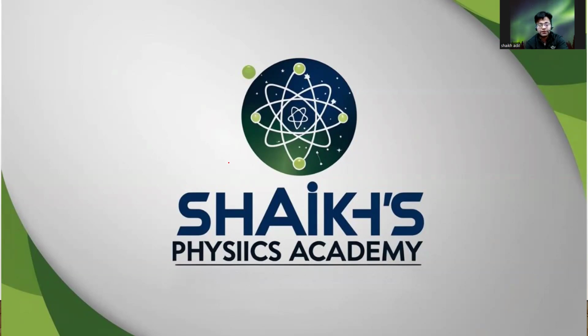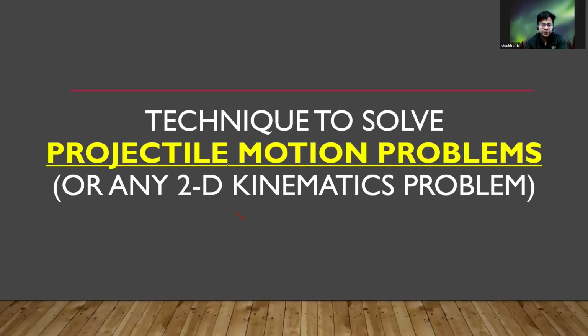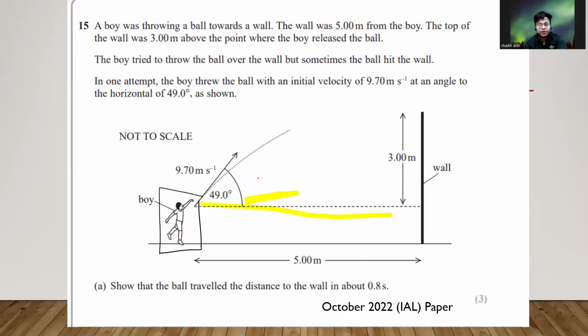Hi guys, in this video we are going to discuss the technique that we will be using to solve projectile motion problems. So this is what this meeting is about: technique to solve projectile motion problems. So we are going to discuss a problem that came in the October 2022 exam in the International A-level paper. The question is that a ball is thrown at 9.70 meters per second at an angle of 49 degrees, and we have to find out the time that the ball will take to reach the wall.